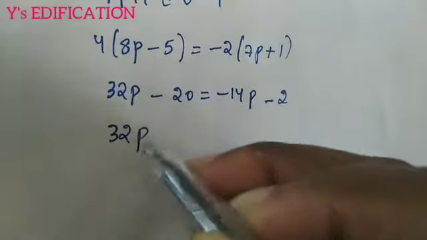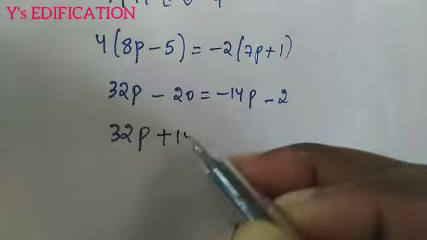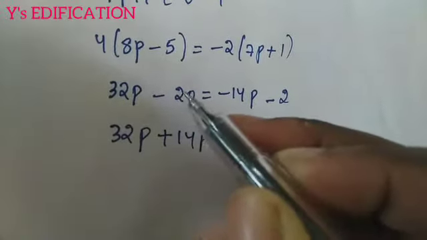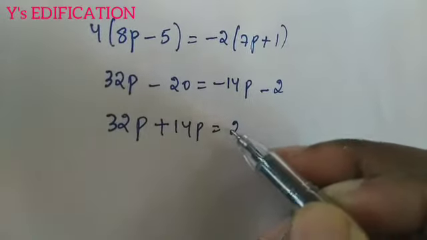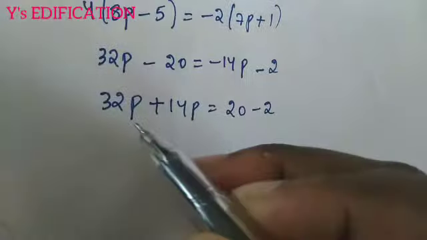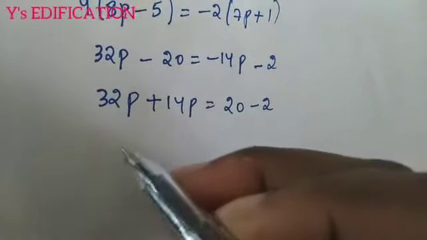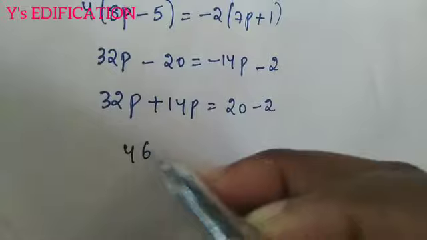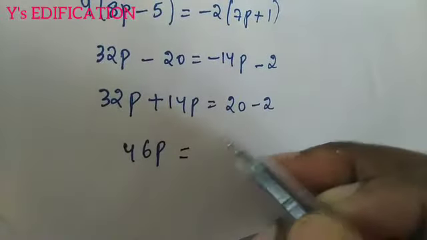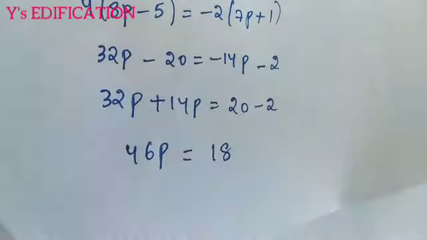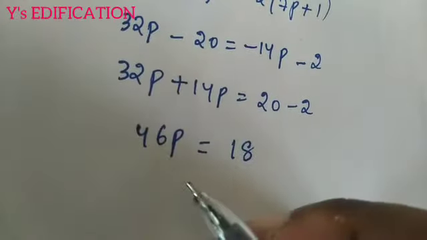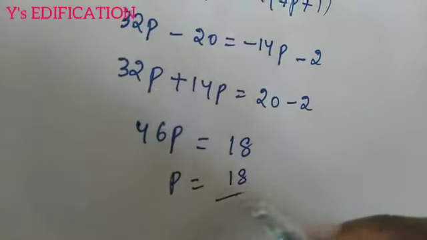So 32p, when I transpose it, will become plus 14p is equal to, when I transpose −20 to the other side, it will become plus 20 − 2. So 32 + 14 is 46p is equal to 20 − 2 is 18. So we want the p value. So p is equal to 18 by 46.